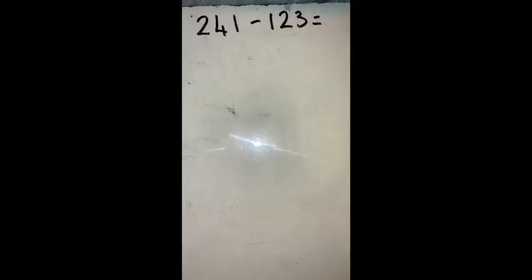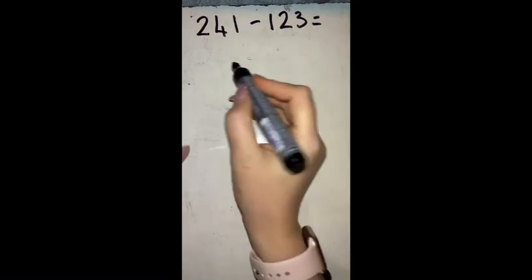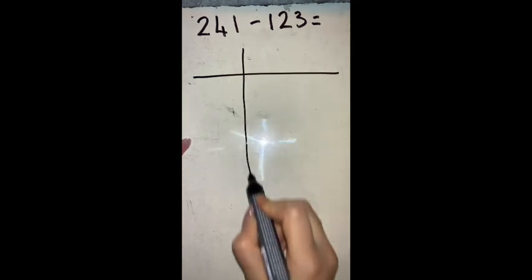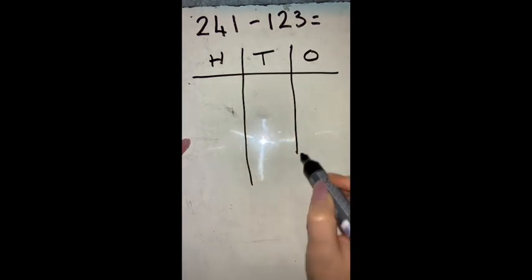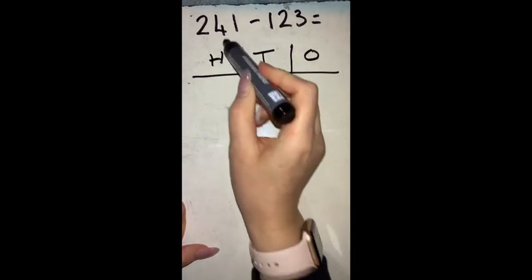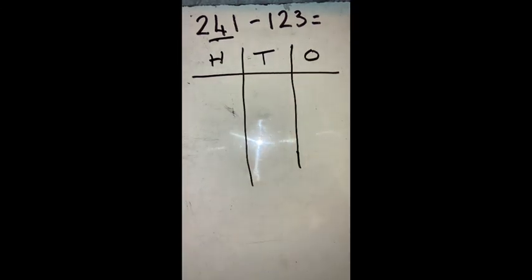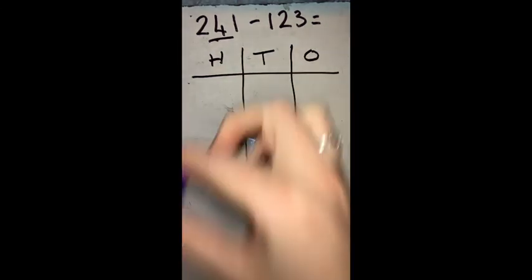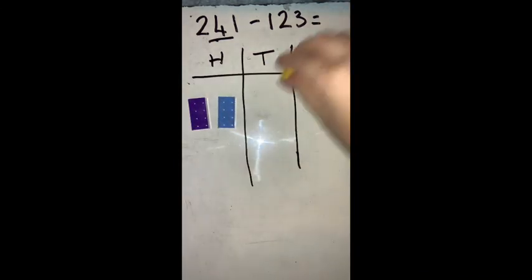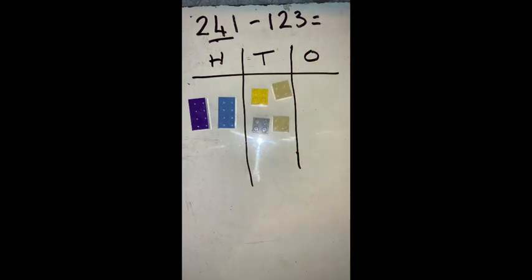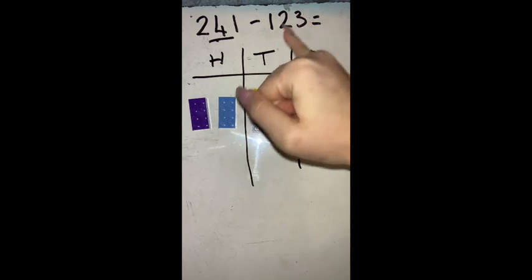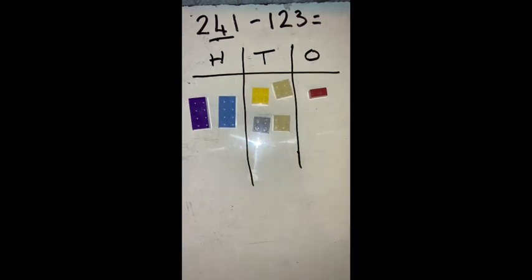Subtraction with some exchanging. So we're going to do 241, take away 123. Just as before, I'm going to start by drawing on my place value chart. Hundreds, tens, and ones. Okay, and I need to build this number that I am going to subtract from, just as I did before. So I've got 241. I need 2 hundreds, 4 tens, and 1 little one. Now I'm going to take 123 away from this.